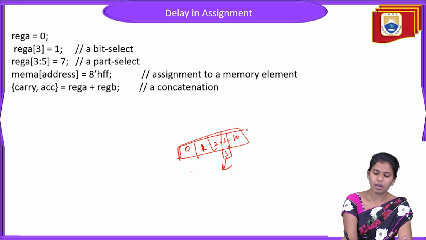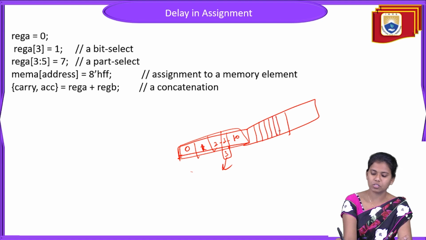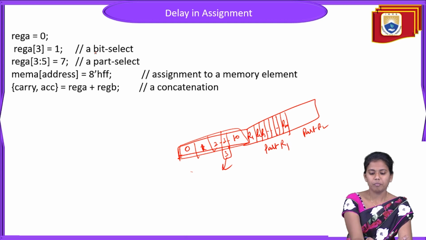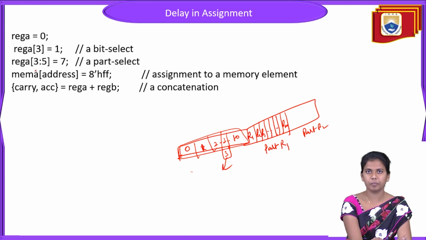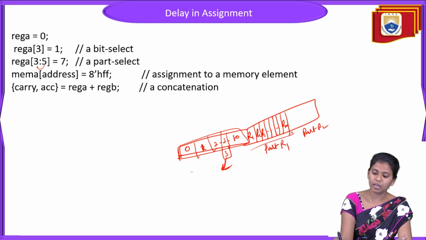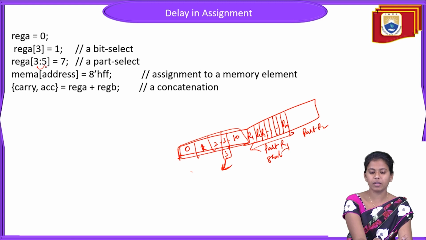So this is a bit and here it is the part, and this part consists of all the registers R1, R2, R3, and so on up to R10. For bit selection, I have selected only a bit from register 3. For part select, I have selected register 3 to 5, totally 5, 6, 7, 8. So totally 8 bits I have selected, and that is a part select.